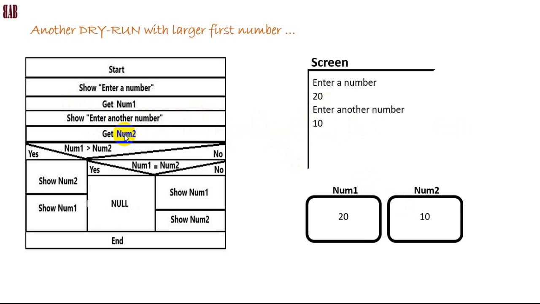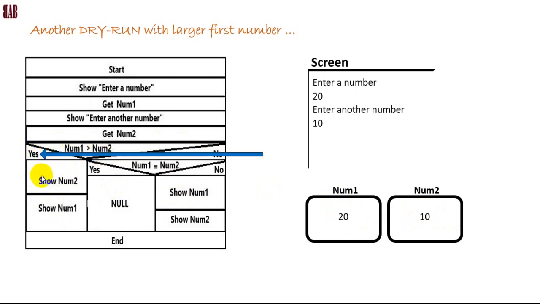Now after this line, we have the decision box. In the decision box, if it is yes, we do this part. If it is no, we do this part. Right? So is num1 greater than num2? For this situation, yes. Num1 is a bigger number than num2. So this statement is true. Therefore, we don't go to the no side. Instead, we go to the yes side.